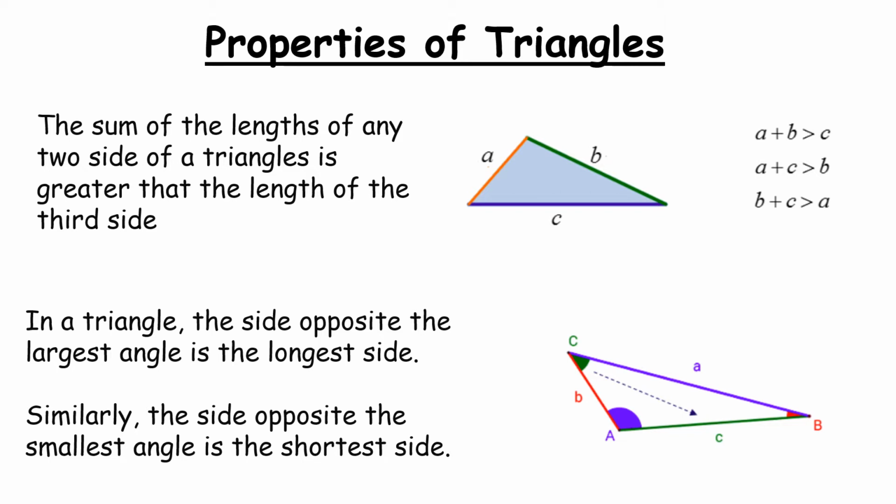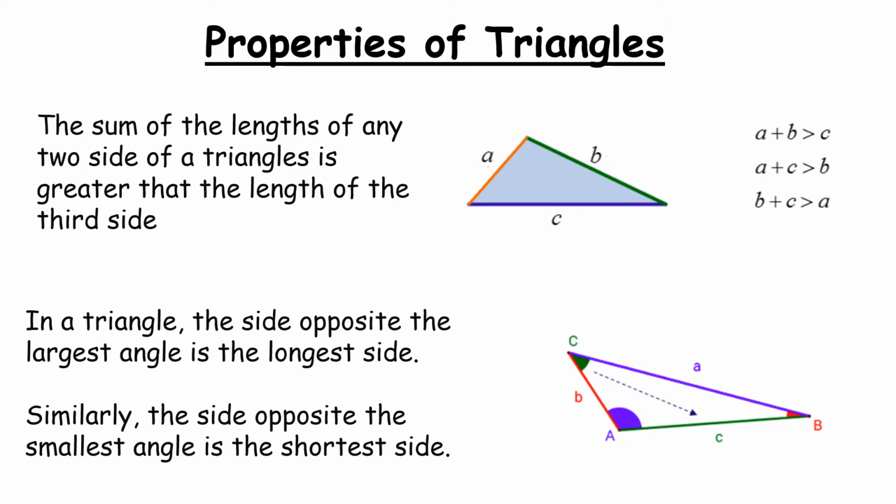So if you choose any 2 sides, add them together, they have to give you a number bigger than the third. This is extremely useful if you are given 3 values for sides and asked, can you make a triangle? Because sometimes you won't be able to, and this is the property. So the 2 sides will always add up, or the sum will always be bigger than the third side.